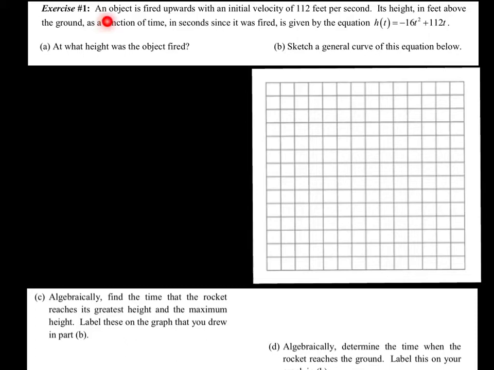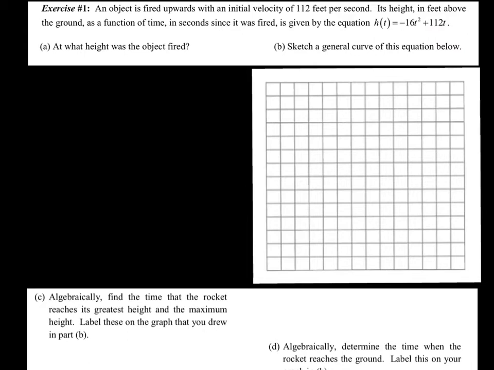So we're told an object is fired upwards with an initial velocity of 112 feet per second. Its height in feet above the ground is a function of time in seconds since it was fired. And it's given by this equation. Now, you really don't have to worry about that 112 feet per second because it was built into the equation for you. This equation is going to be given to you.